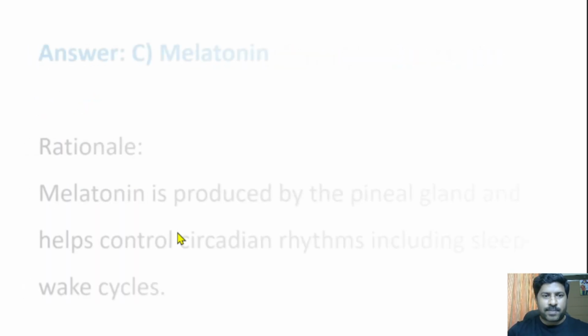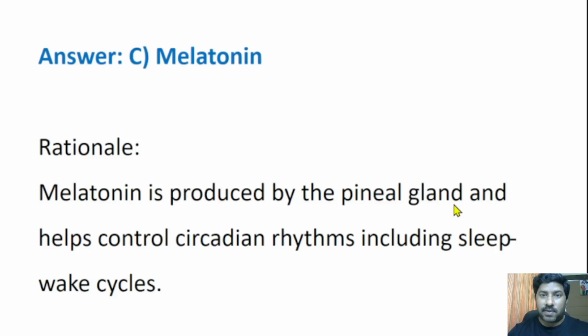Melatonin is produced by the pineal gland. So here another question will come: which gland produces melatonin? The answer is pineal gland, and it helps circadian rhythms including sleep-wake cycles. Circadian rhythm means mainly the sleep-wake cycle, and it helps the person understand day and night. Based on that, our body function will be regulated.